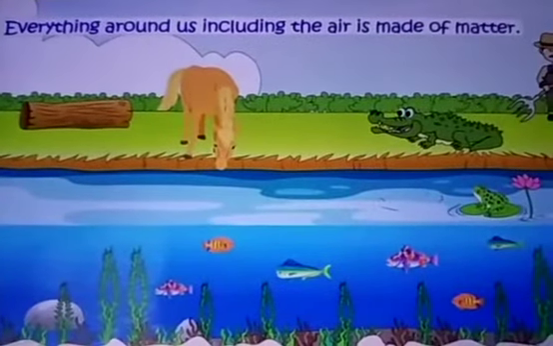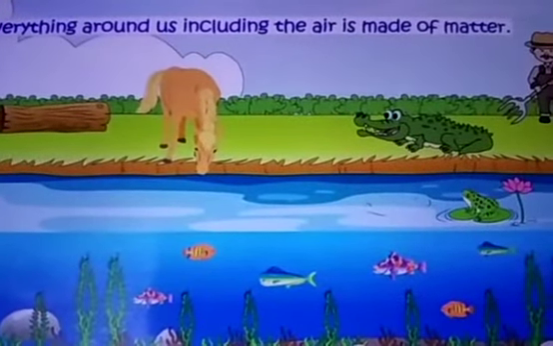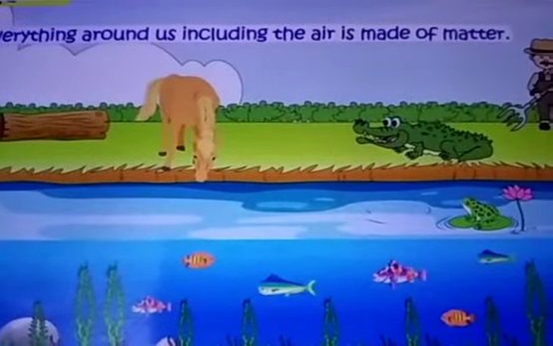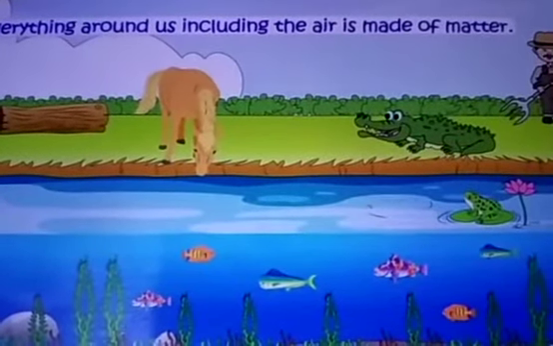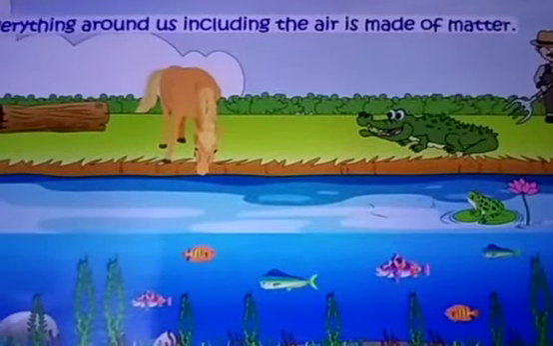And also we get so many things from the earth. For example, rocks, metals, coal, clay and glass. Why are we getting glass from earth? Because it is made from sand.